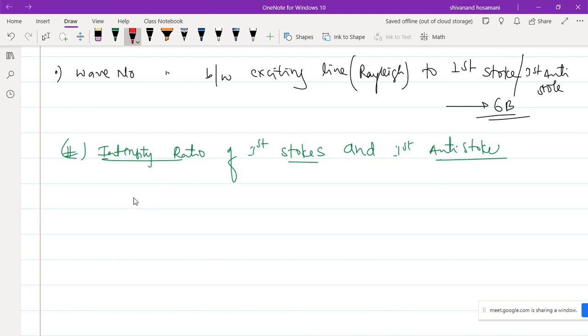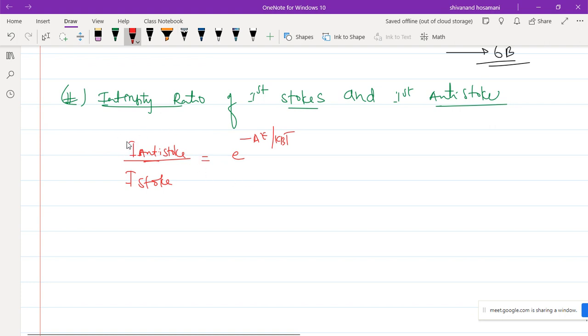See, first, what did we say? Anti-Stoke to Stoke, or Stoke to anti-Stoke, that is anti-Stoke to Stoke intensity. How much did we get? It is e to the power of minus delta E divided by kBT, that is what we got. If I take the ratio like Stokes to anti-Stokes, reversing this, what I get here is I of Stokes divided by I of anti-Stokes is equal to e to the power of delta E divided by kBT. How do you calculate delta E?